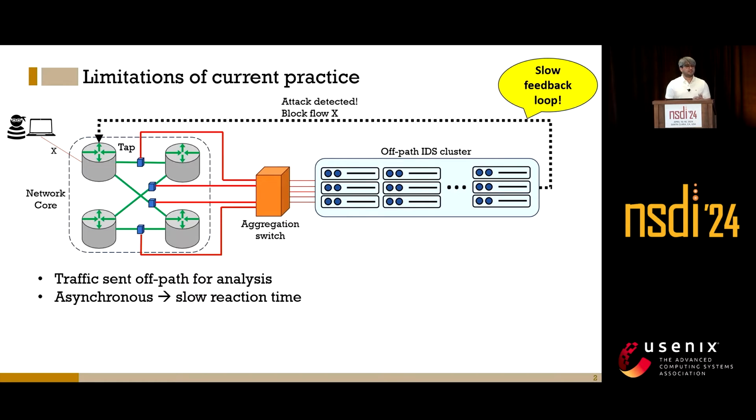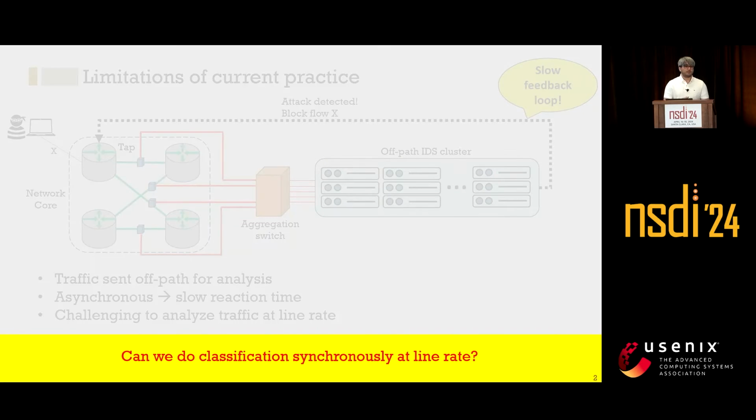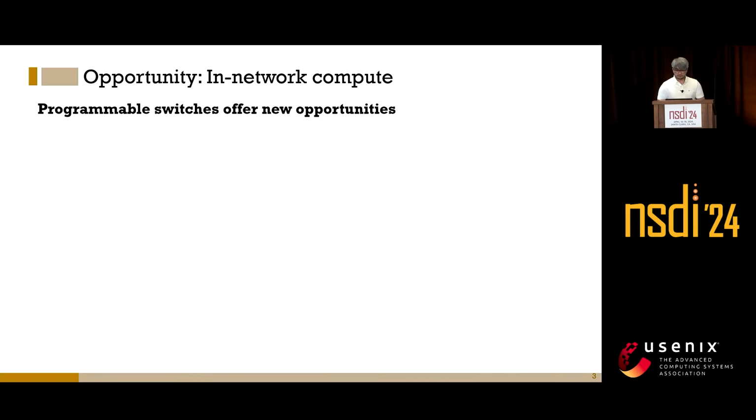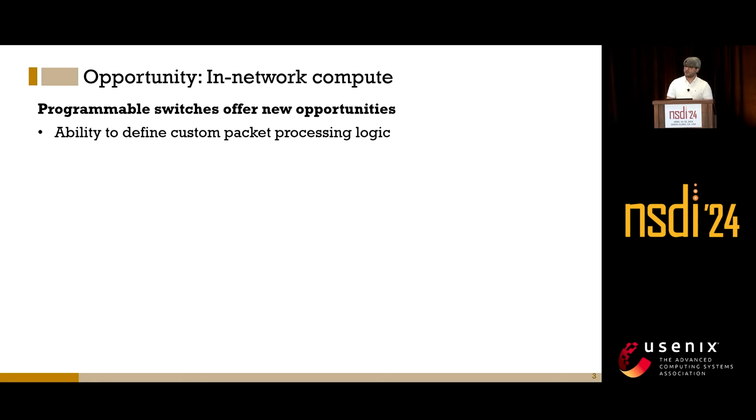So in summary, it is challenging to perform traffic classification at line rates. So this leads us to our research question. Can we come up with something that can do traffic classification for every packet at line rate? We focus on exploiting opportunities with programmable switches. These switches allow users to define custom packet processing logic, which is then executed at line rates.